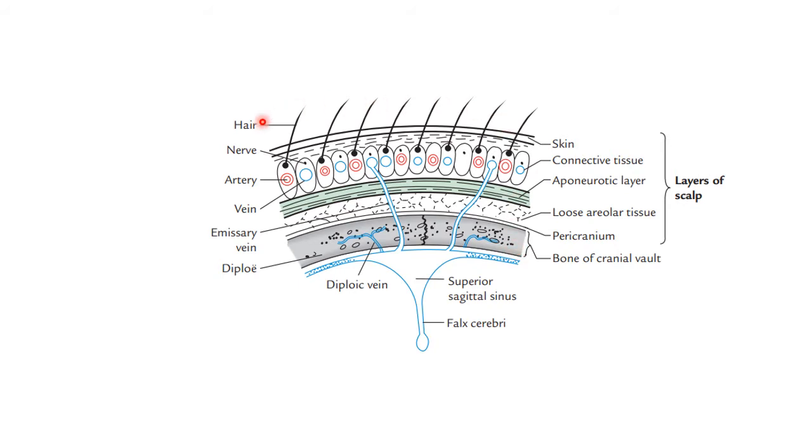So these are the 5 layers of the scalp. We have discussed the skin, the connective tissue layer, the epineurotic layer, the loose areolar tissue layer, and the pericranium. And the word scalp also has this spelling.